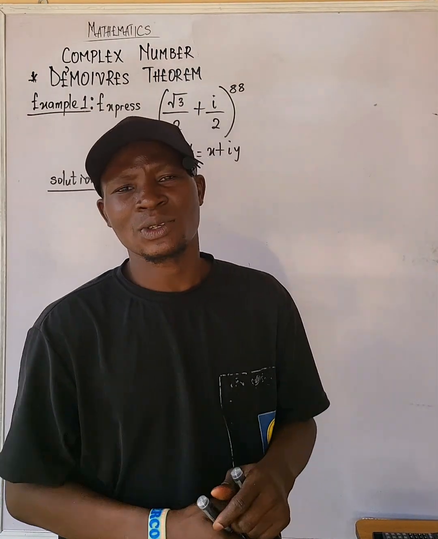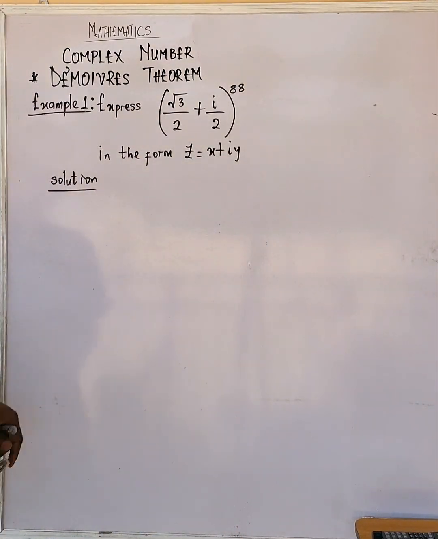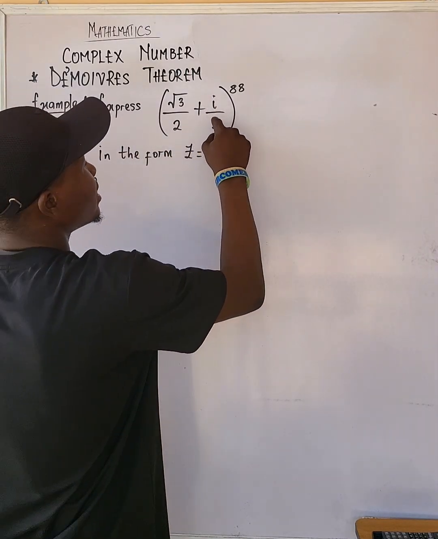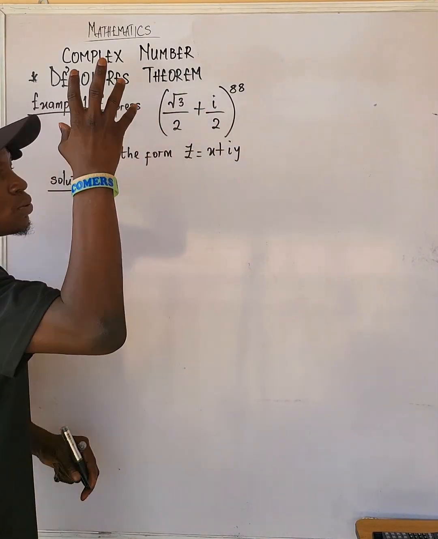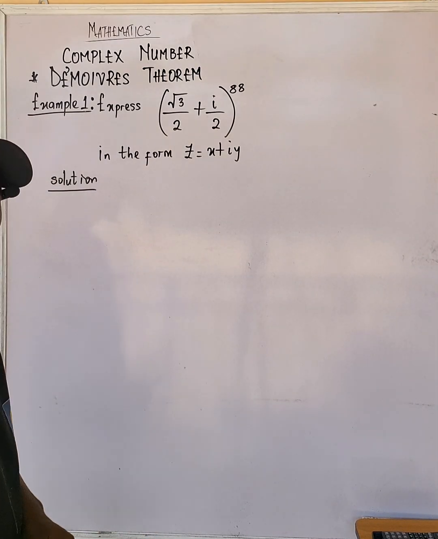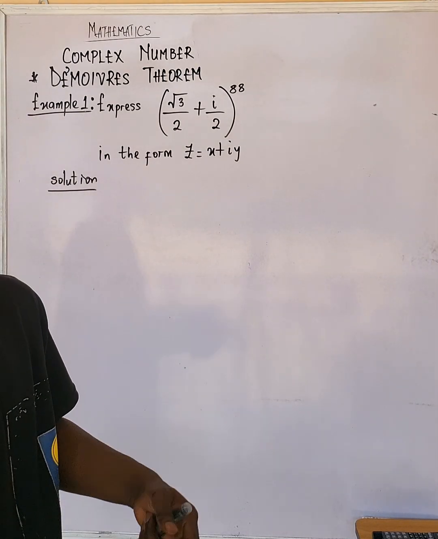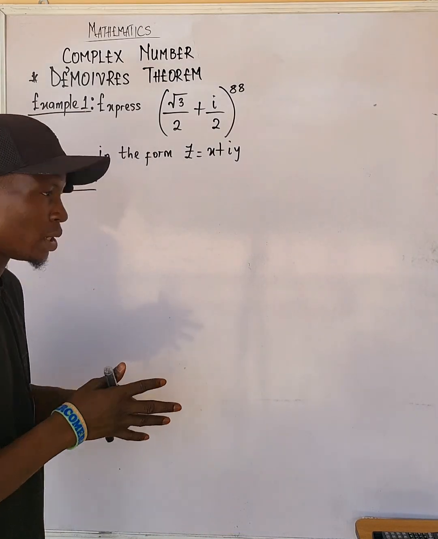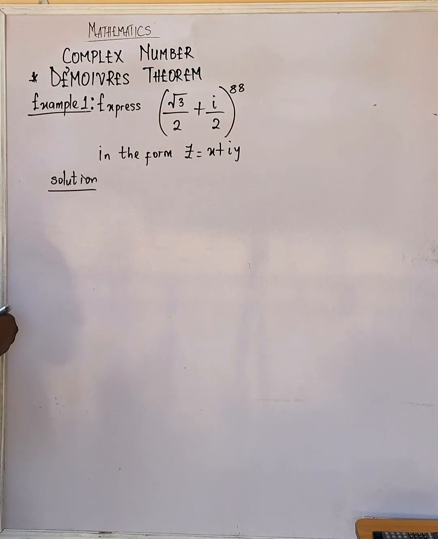Welcome back. Now, we want to solve an example on De Moivre's theorem. Example 1 says: express (square root of 3 over 2 plus i over 2) all raised to the power of 88 in the form z equals x plus iy. How do you go about this question? These are questions under De Moivre's theorem. It might look kind of complicated, but just let your mind be committed to it.